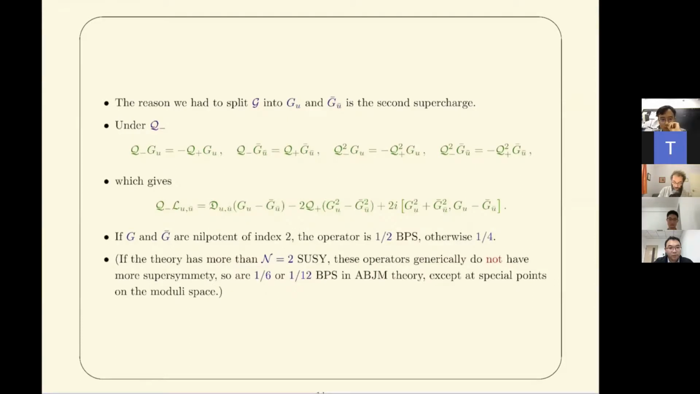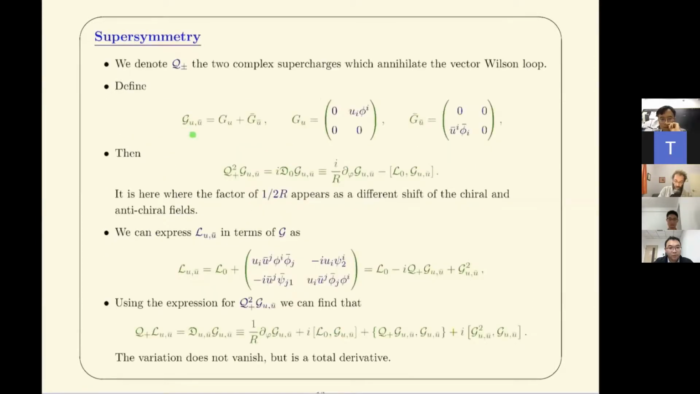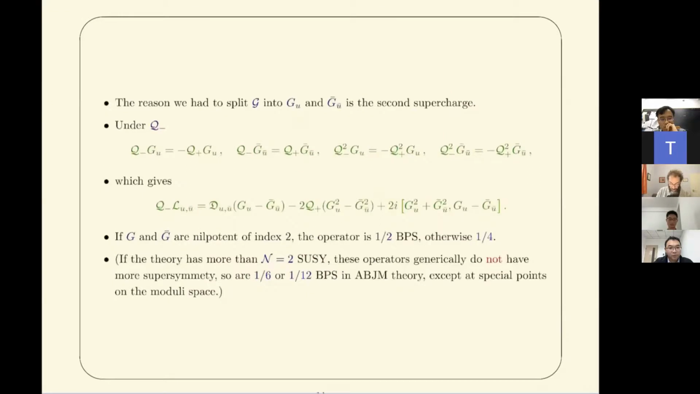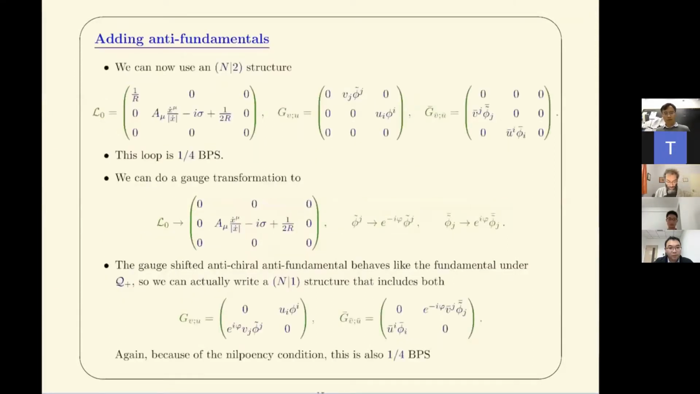So this is why I split here my curly G into the chiral and anti-chiral part. And here you can see that these two G's both square to 0. So I am invariant under Q minus, but if I take a G that doesn't square to 0, I will be invariant only under Q plus, and I will preserve half of the supersymmetries as before. So I will consider both of these possibilities in what comes now.